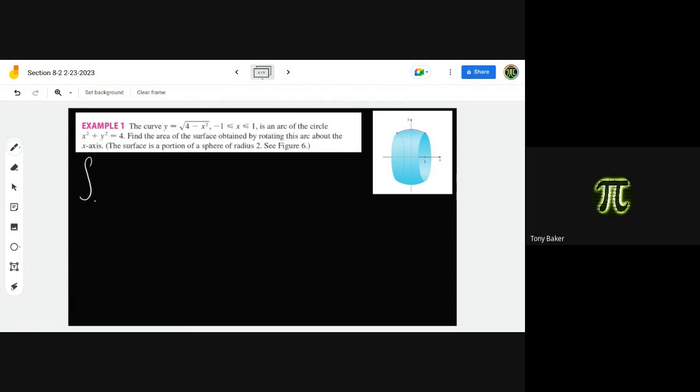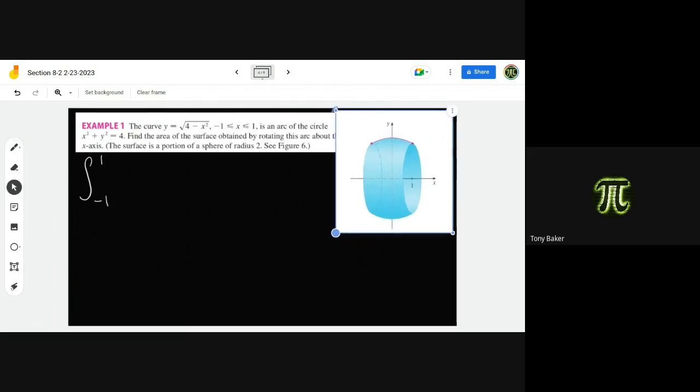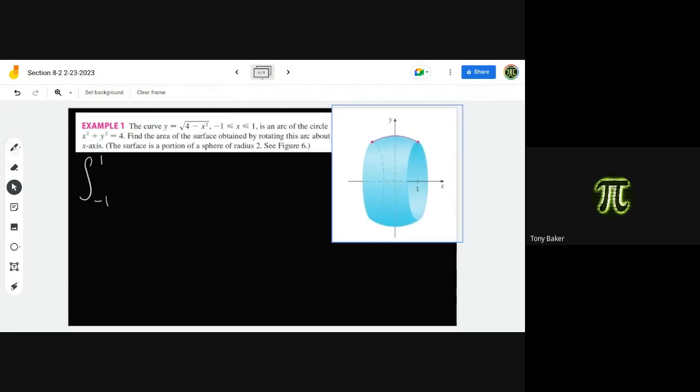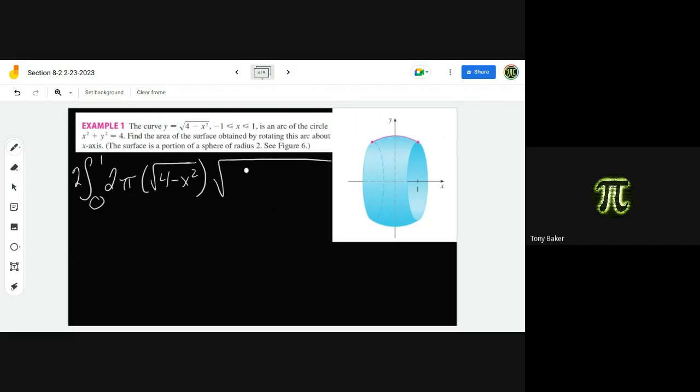So we're going from -1 to 1. It is symmetric. If you look at the picture, it's the same on both sides. So we can do 2 times and go from 0 to 1, which makes my life a little bit easier. Then we have 2 pi times the square root of 4 minus x squared, and then we have 1 plus, and we need to find the derivative of that.